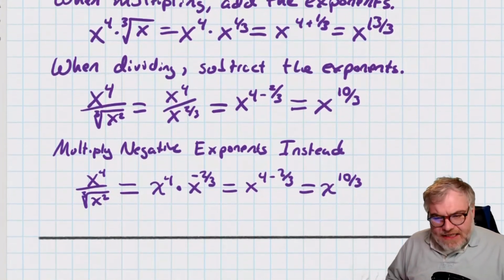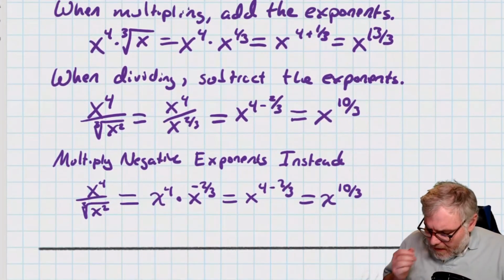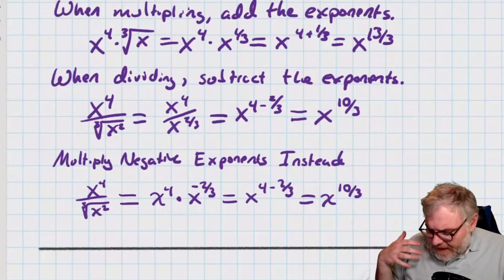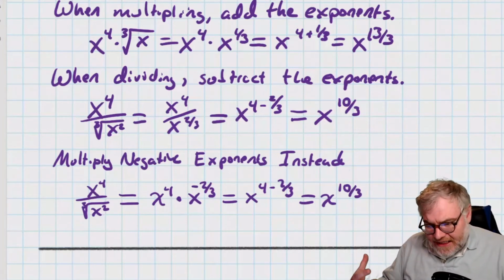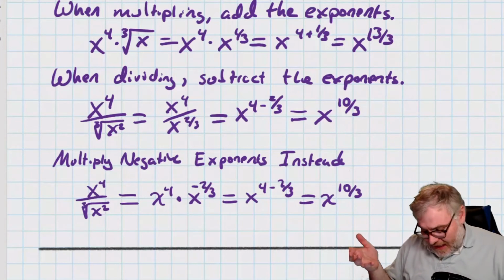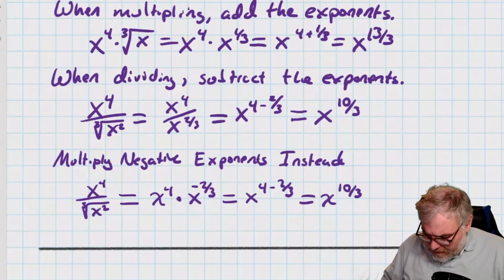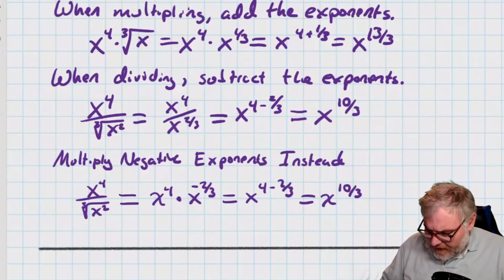Likewise, when I divide, I subtract the exponents. So here I wind up with x to the 4th minus the 2/3, which was x to the 10 over 3. Now, it's helpful that instead of trying to subtract the exponents, you sometimes just want to multiply negative exponents instead, and that's perfectly fine. I convert this lower thing to a negative exponent.